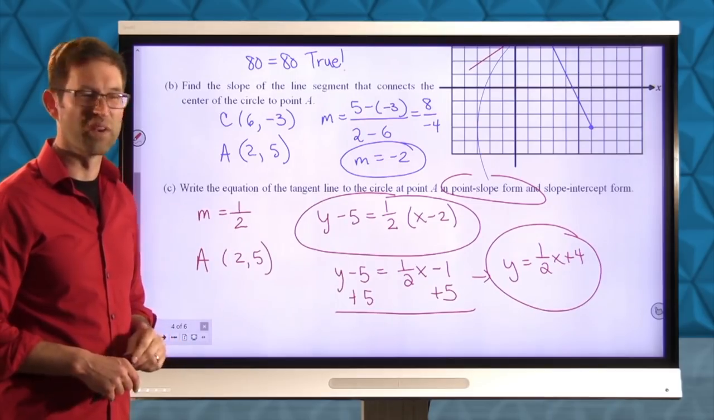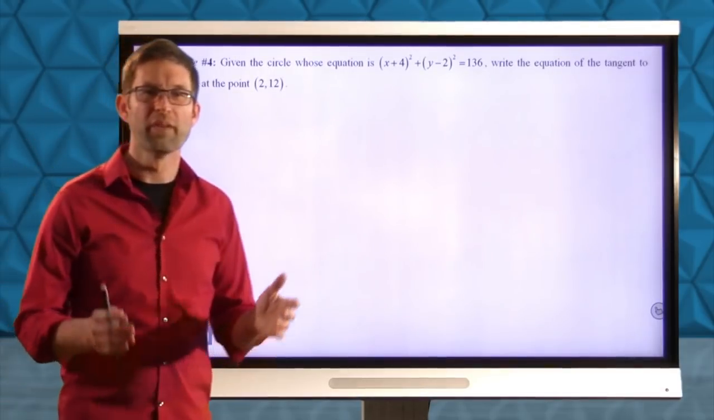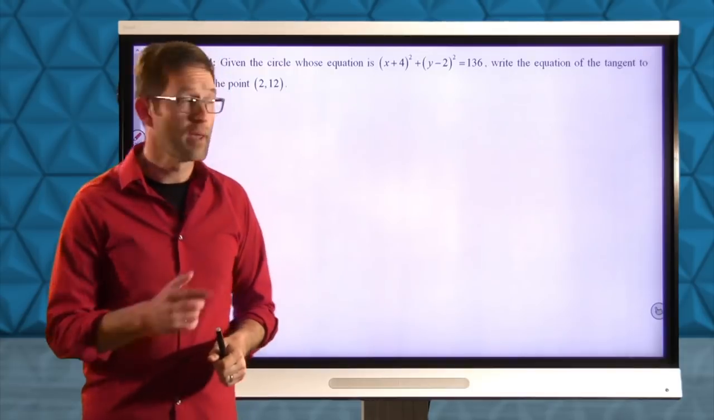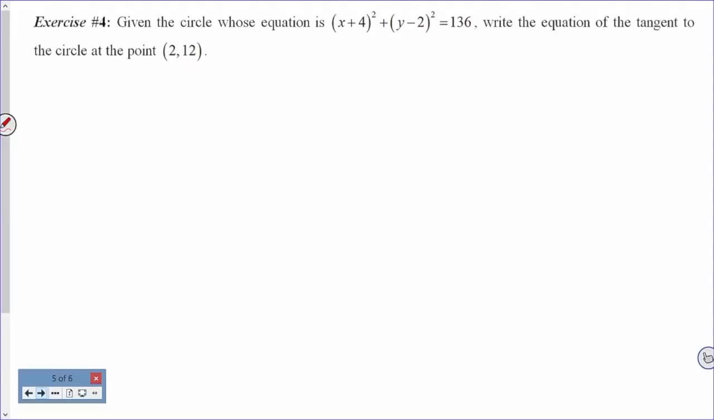All right, let's do another one. One more problem in this unit. Let's do one that has no graph paper at all. Okay? Exercise number 4. Given the circle whose equation is (x + 4)² + (y - 2)² = 136, write the equation of the tangent to the circle at the point (2, 12).